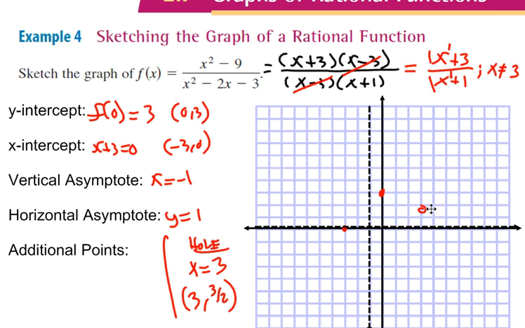Okay. Now wait a minute, my horizontal asymptote should be at y equals 1. Let me just move that up.